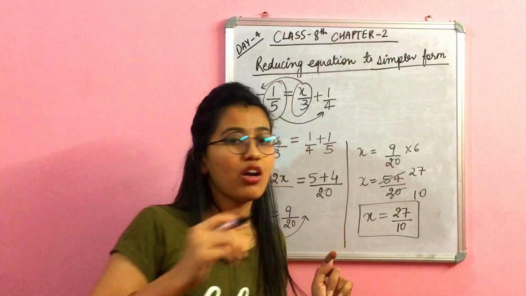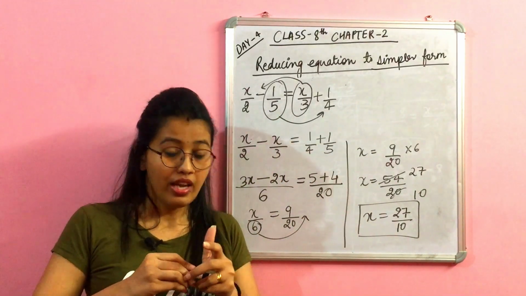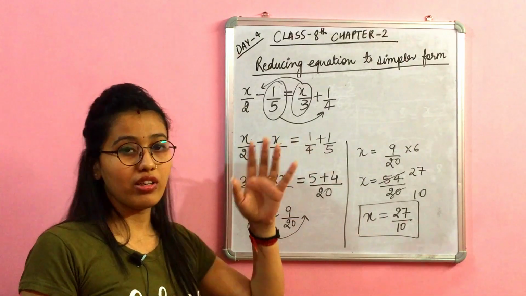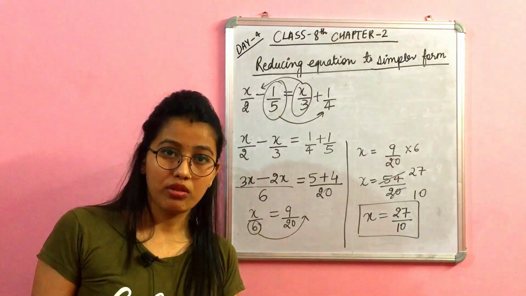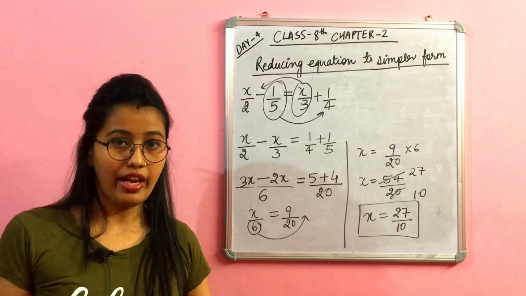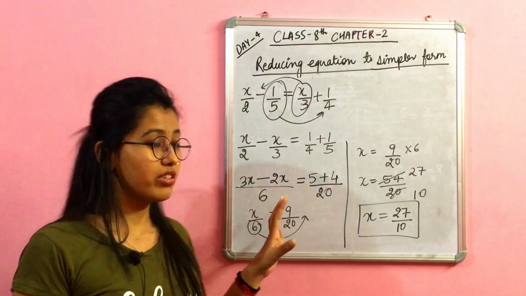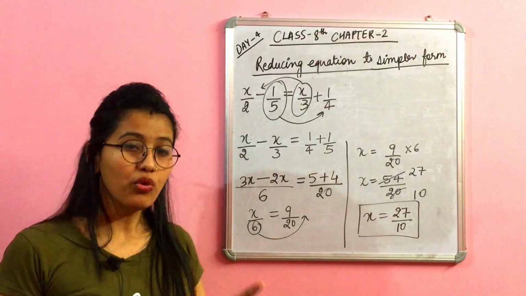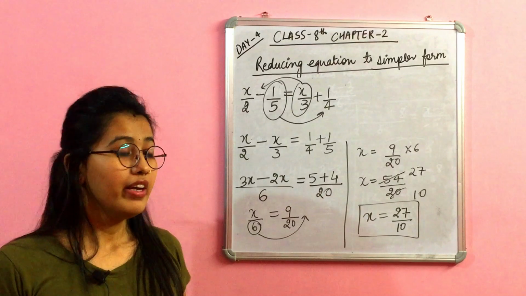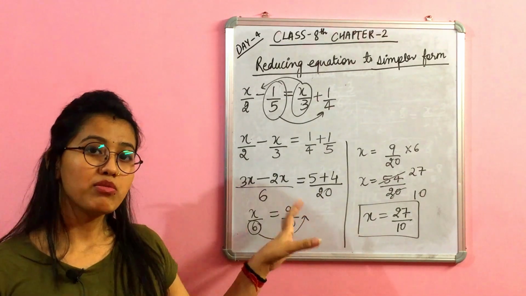Okay, so this is how we can solve any equation, whether it is linear, whether it has variables on the left hand side only or on both the sides, or we can simplify our equations as well. Okay, so this was all about chapter number 2. Yes, there are so many word problems as well. So you can solve the word problem similarly.